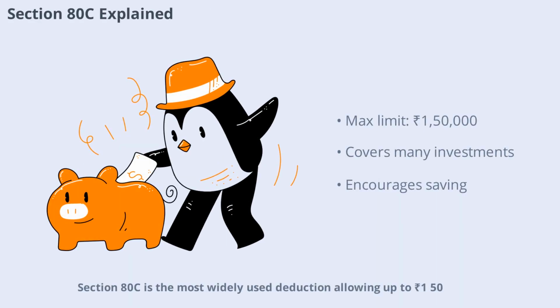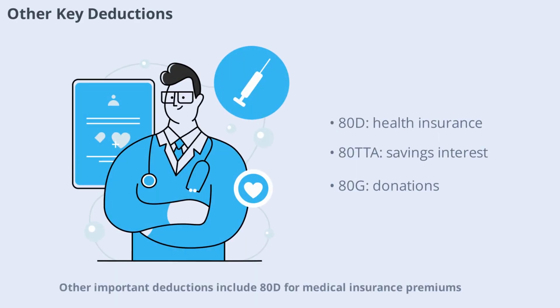Section 80C is the most widely used deduction, allowing up to Rupee 150,000 for investments in PPF, life insurance, tuition fees, and more. This section encourages savings and investment while reducing your tax bill. Remember, the aggregate limit applies to all eligible investments combined. Other important deductions include 80D for medical insurance premiums, 80TTA for interest on savings accounts, and 80G for donations. Each section has its own eligibility criteria and limits.